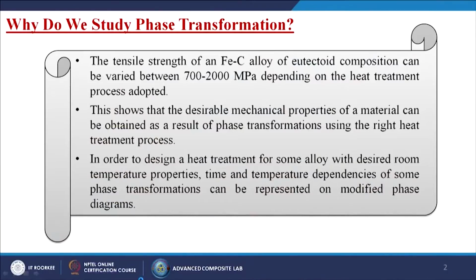In order to design a heat treatment for some alloy with desired room temperature properties, the time and temperature dependencies of some phase transformations can be represented on a modified phase diagram. Yes, of course, for the materials we prepare day to day in our labs or in industry, just to increase certain kinds of properties, we can do heat treatment of that material, but we have to know the phase transformations of that material, at what temperature and at what pressure the material will behave, or give better properties.